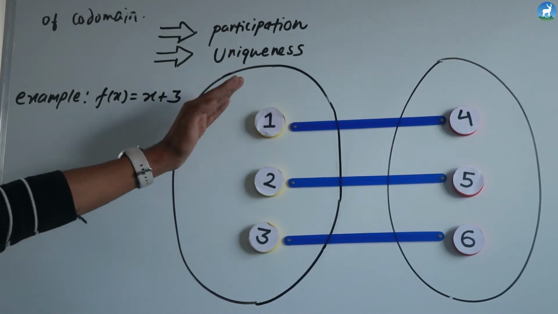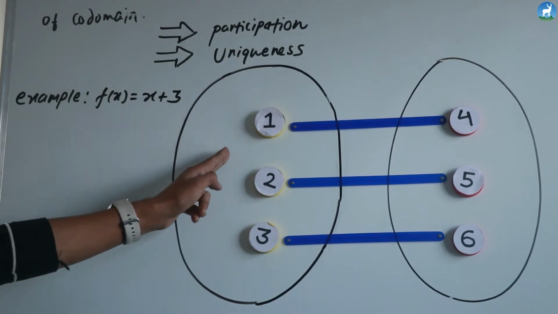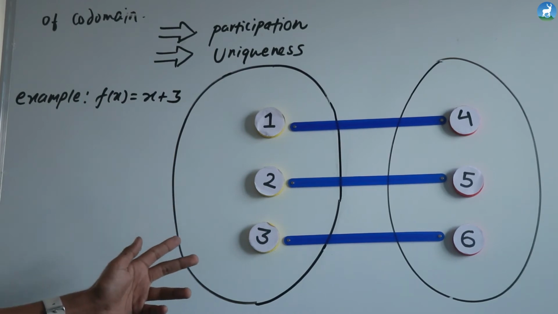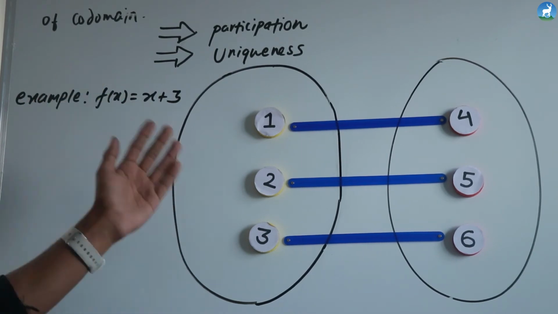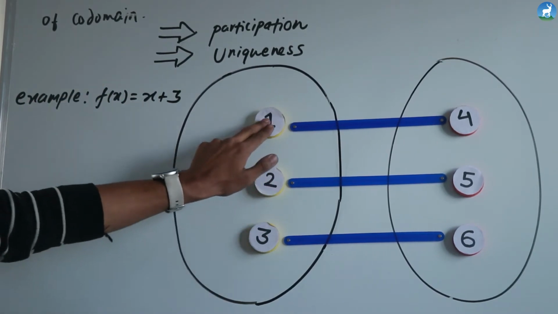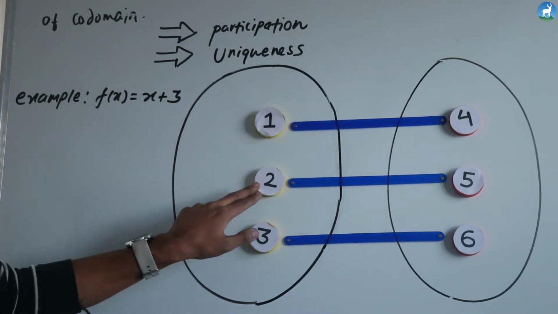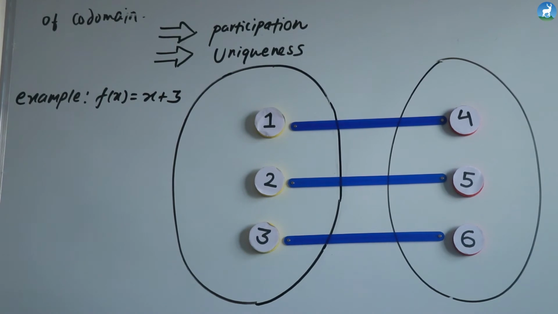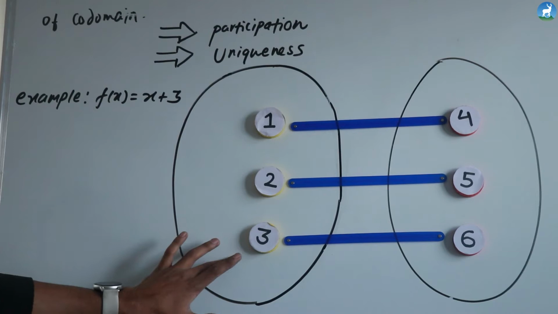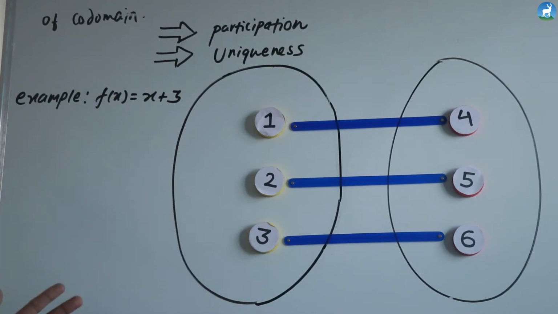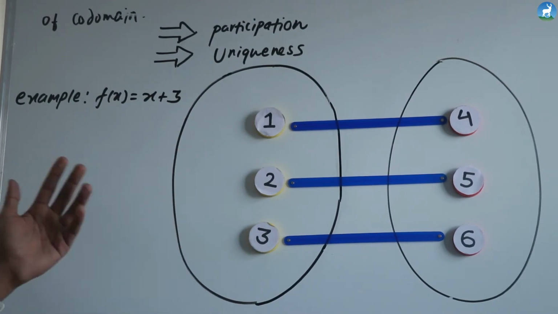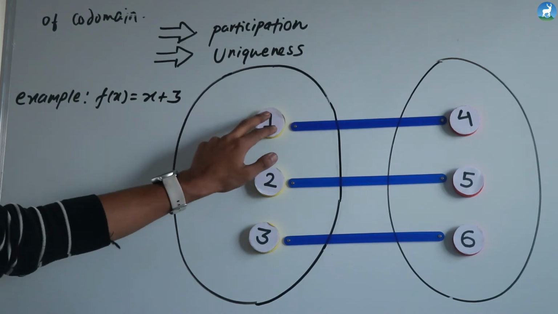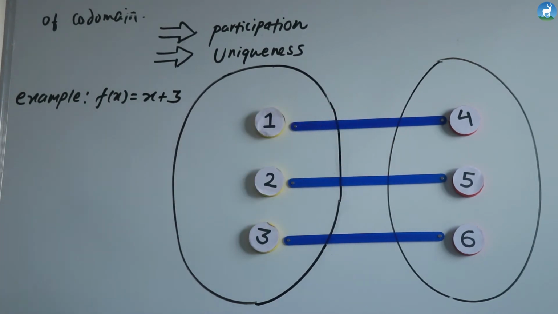Now, is each and every element in the domain set participating in an association? We find the answer to be yes. For example, 1 is in association, 2 is in association, and 3 is in association. Second is uniqueness. Is each and every element in the domain associated with a unique element in the codomain? We find the answer to be yes again, because 1 is only mapped to a single element. This is the same for all the elements present in the domain set.